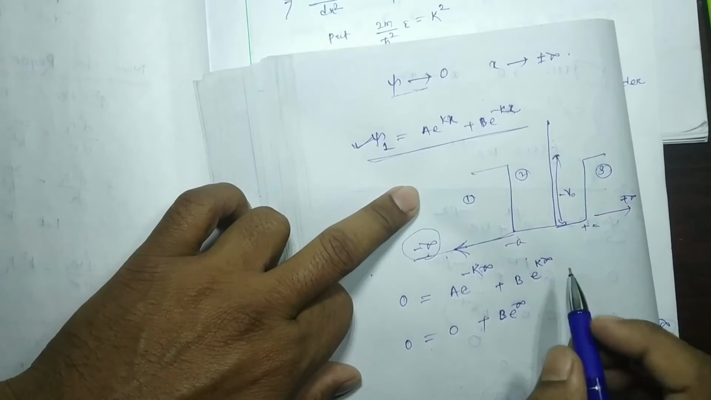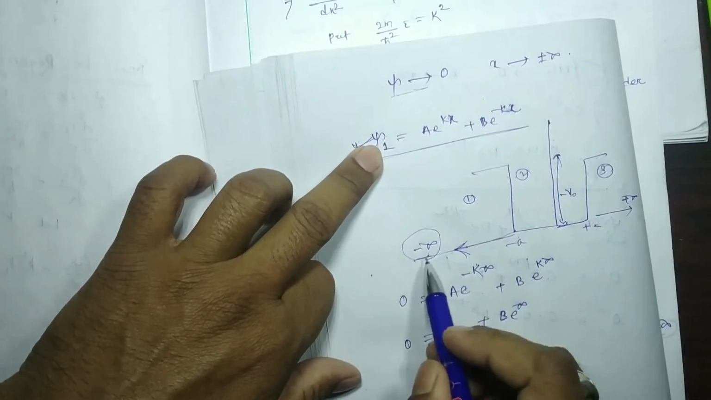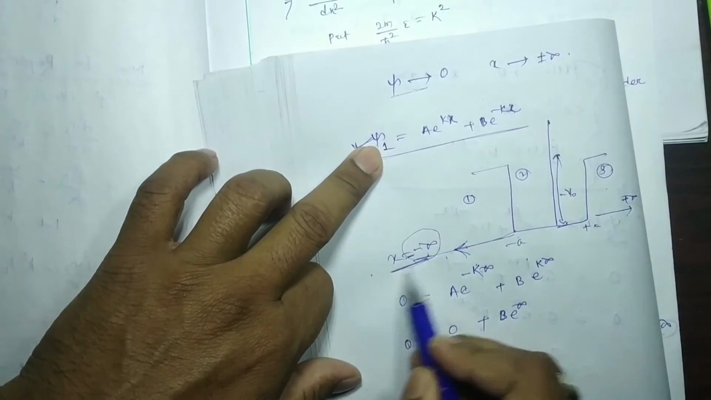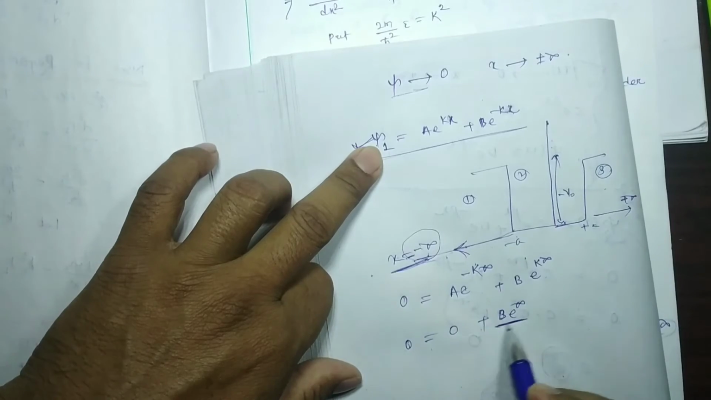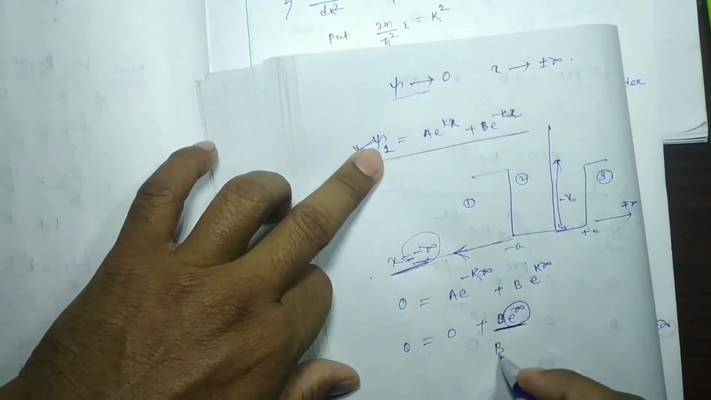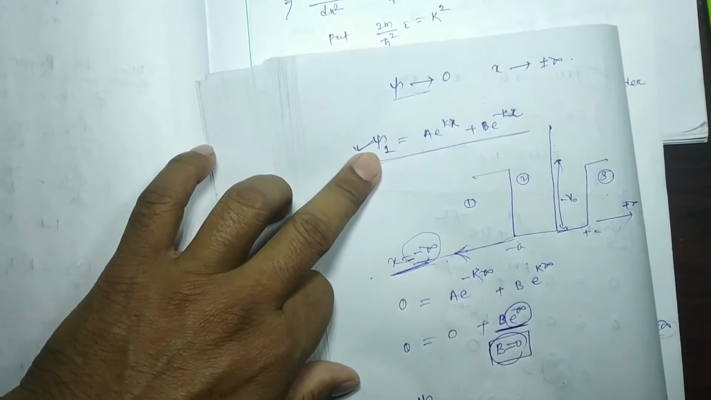So the boundary condition says psi 1 should be 0 if we consider x equal to minus infinity. If it is so, then this should be 0, but e to the power infinity cannot be 0. So b will be equal to 0, hence psi 1 will be a e to the power kx.